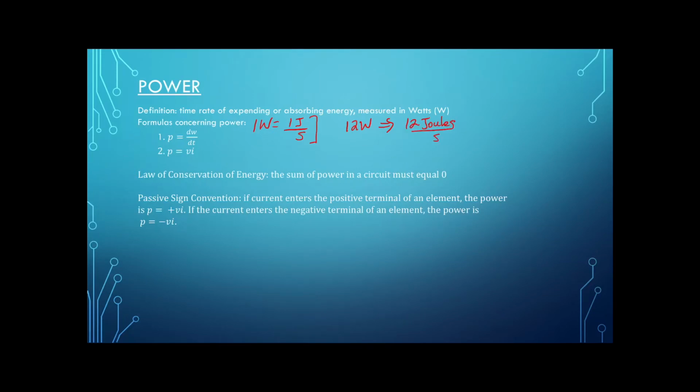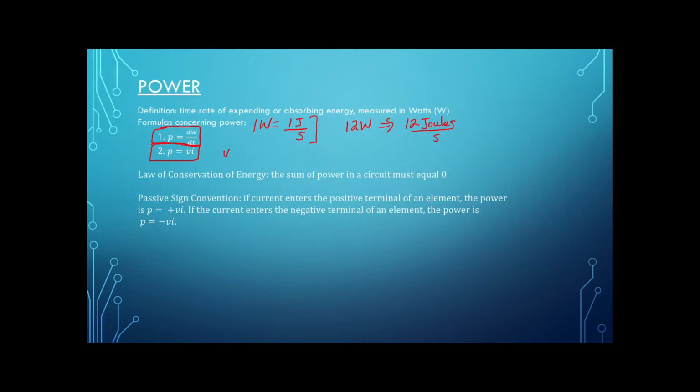And the way to mathematically describe this relationship is that power is equal to the time derivative of energy, which again states that the power is equal to the time rate of expending or absorbing energy. But oftentimes in electrical engineering, we have power is equal to voltage times the current. So where does this equation come from?